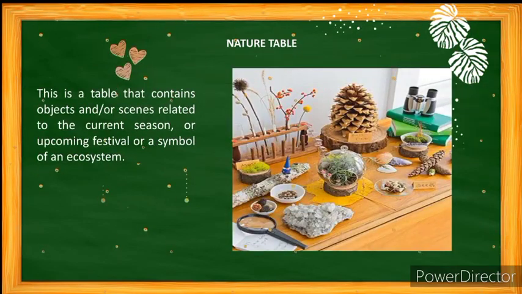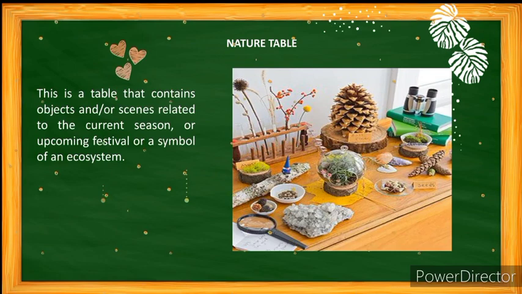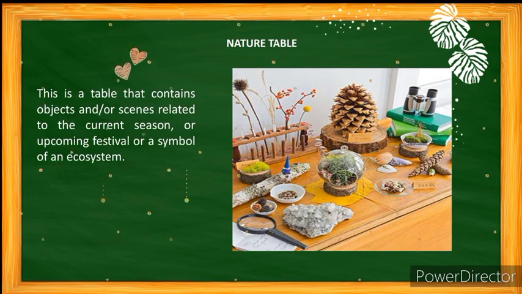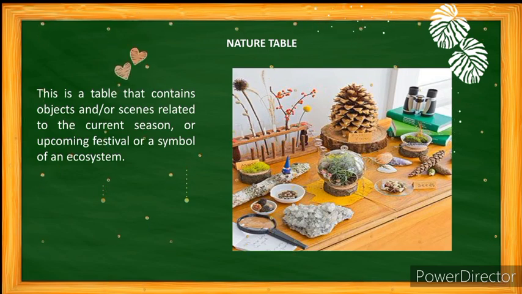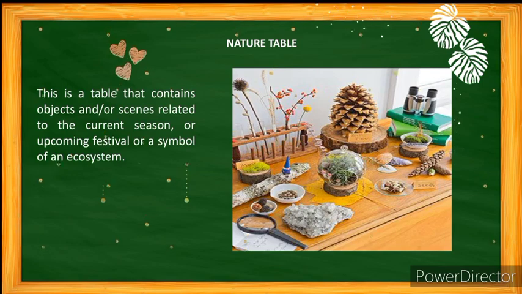The next example is the nature table. So, this is a table that contains objects and or scenes related to the current season or upcoming festival or a symbol of an ecosystem. So, a nature table is an attractive arrangement of plants, insects, animals, or any items found in nature that are safe for children to touch or play. And also, it can help the children to find greater connection with the world that surrounds them and create sensory experience for the child.